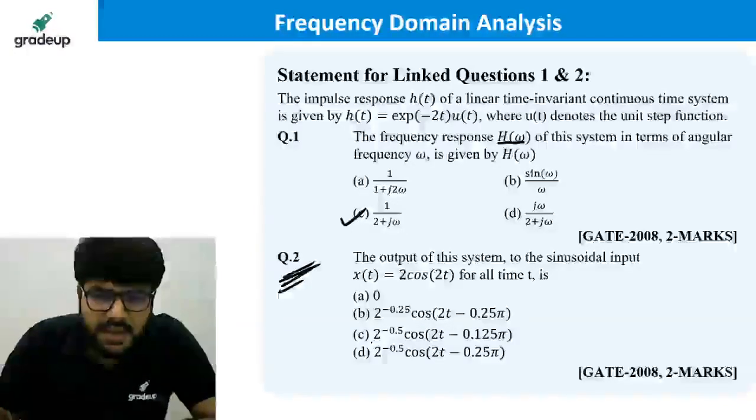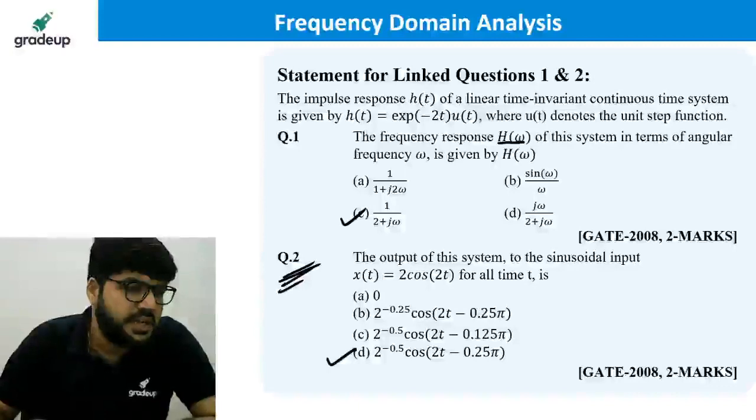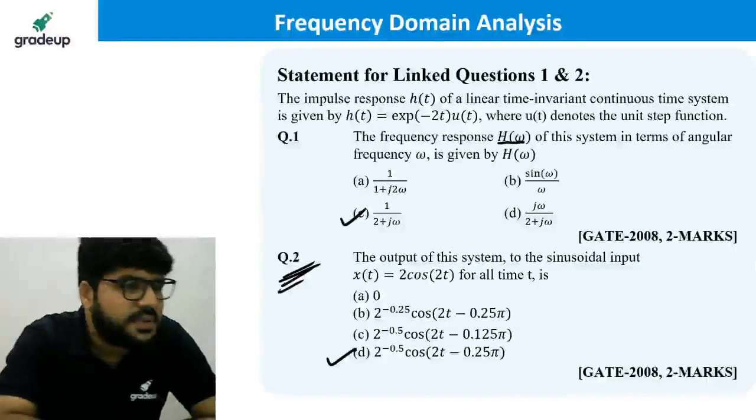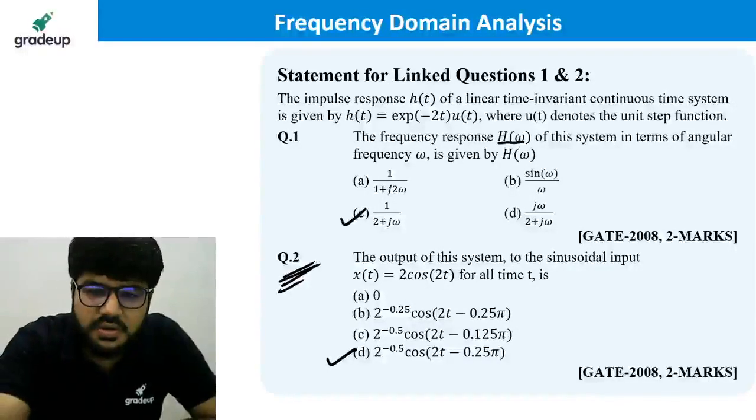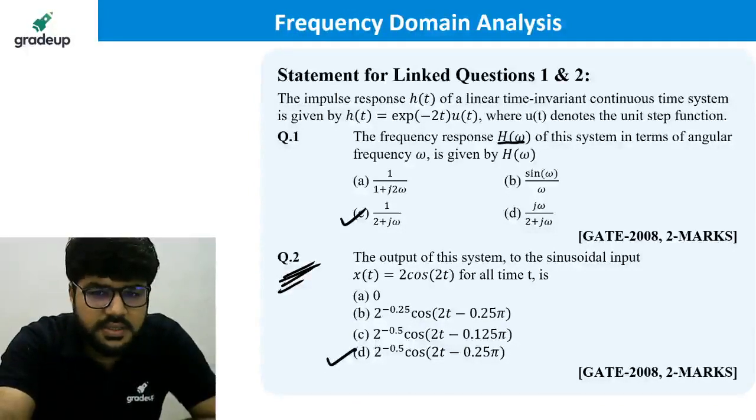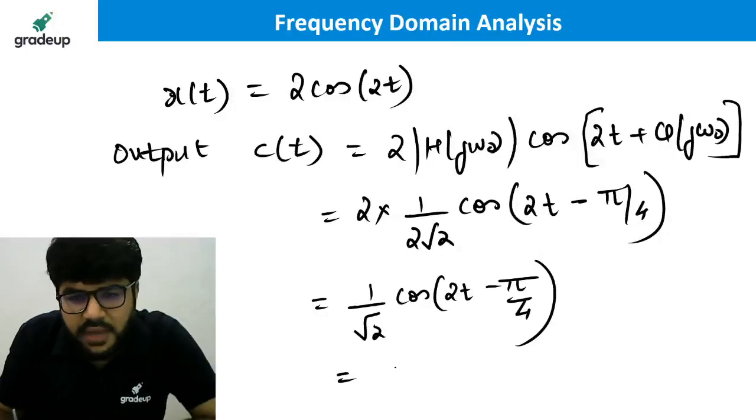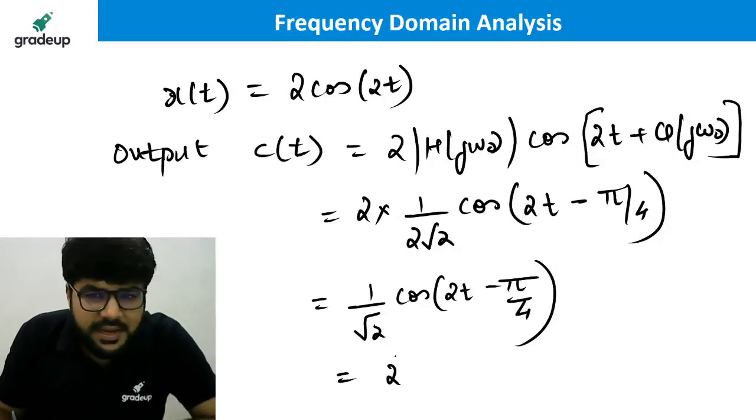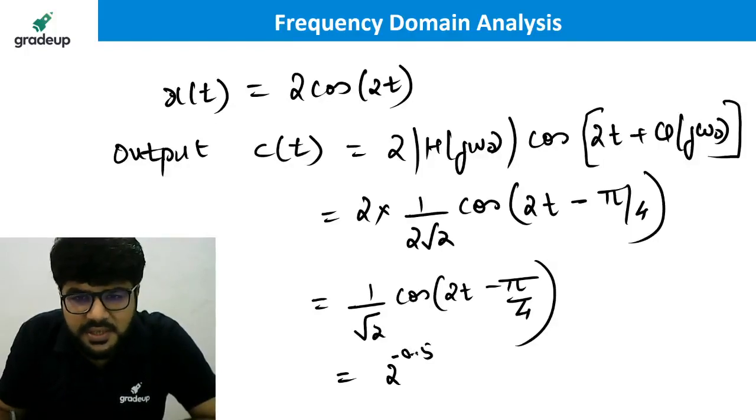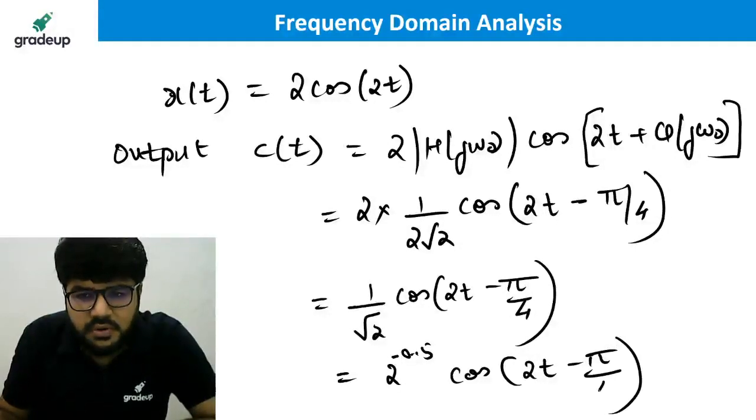Cos 2t minus pi by 4, 1 by root 2, that is 2 raised to the power minus 0.5, option D. No, Girish, Ramprasad and Aruna, it's not 0. It's 2 raised to the power, because what is the value of 1 by root 2? 1 by root 2 can be written as, taking it upward, power minus, and half is 0.5. 2 power minus 0.5 cos of 2t minus pi by 4.